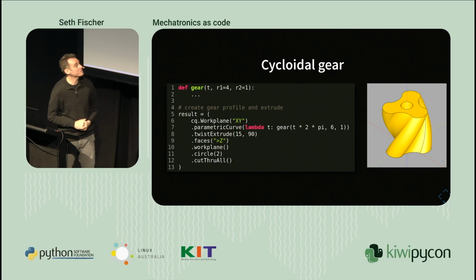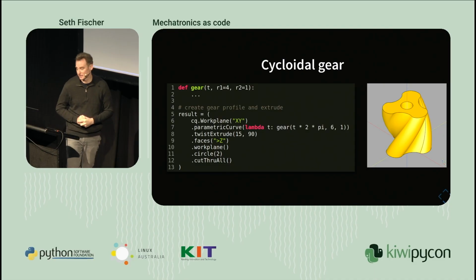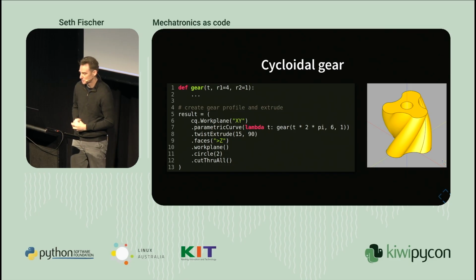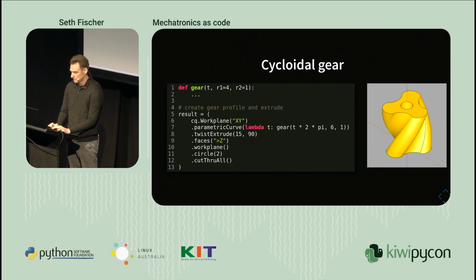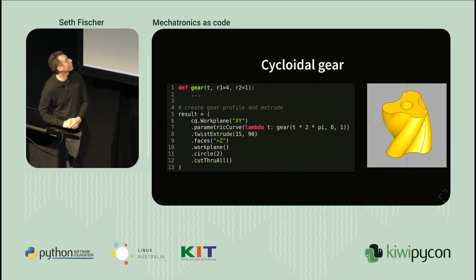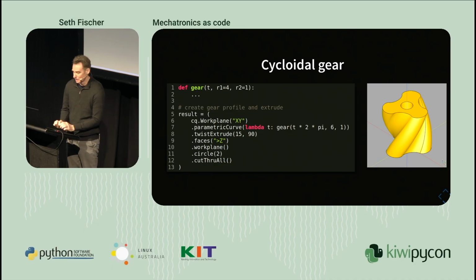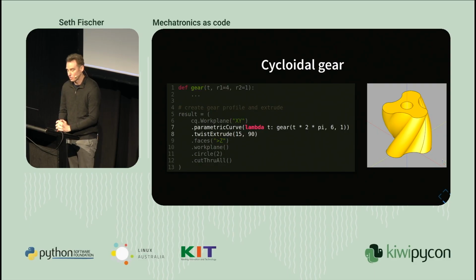So not everything has to be square, as in the last two examples. Here's a cycloidal gear, which is generated with a function, which I've removed the content of because it's quite long. But what we're doing is creating a parametric curve with the output of the gear function, and then we're twist extruding it to give it some depth.